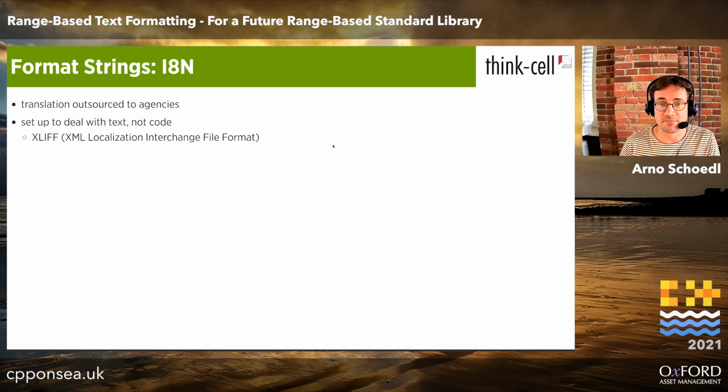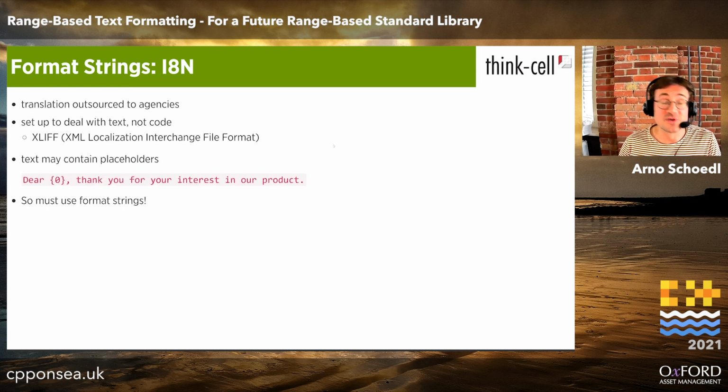And there's basically some table that you then include into your program that goes from the untranslated string to the translated string. Now, of course, these texts may contain placeholders. So there are some places in the text where you want to introduce, say, a name, right? And so you would naturally introduce a placeholder there. So in this case, you really have to use format strings.